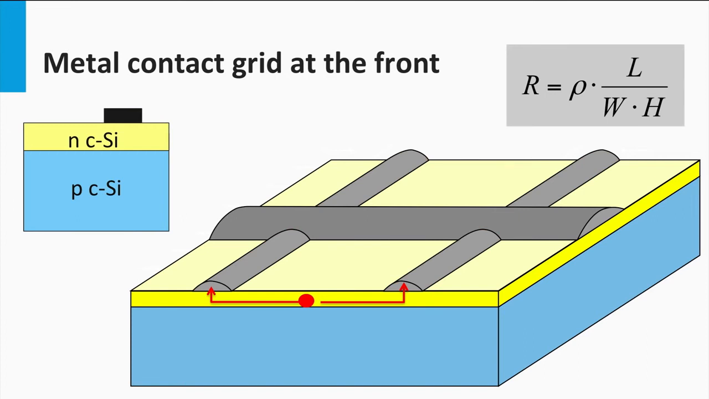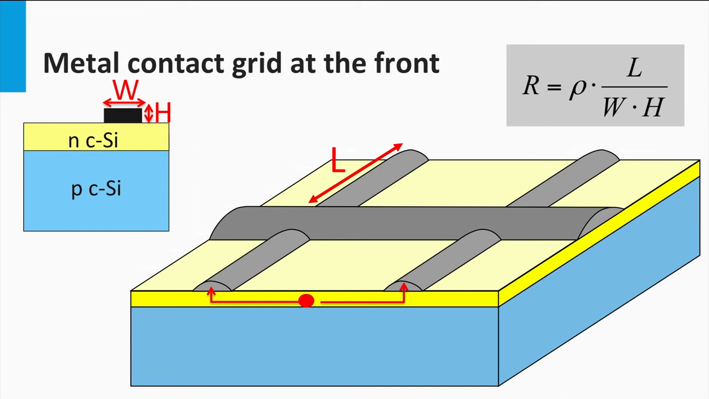First, the fingers have a resistance R. If L is the length of the finger, W the width of the finger, and H is the height of the finger, and ρ is the electrical resistivity of the metal, we can describe the resistance R as ρ times the length divided by the height and the width.